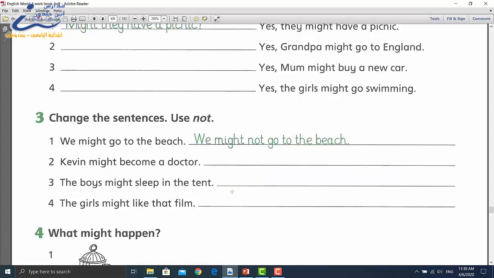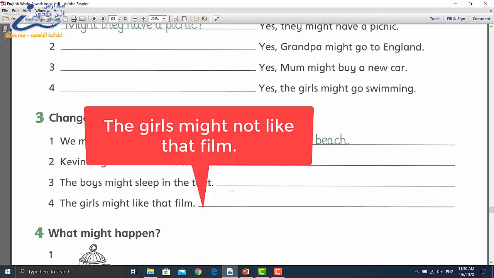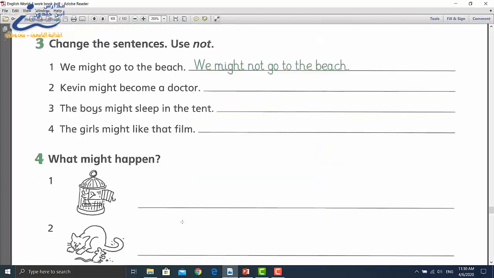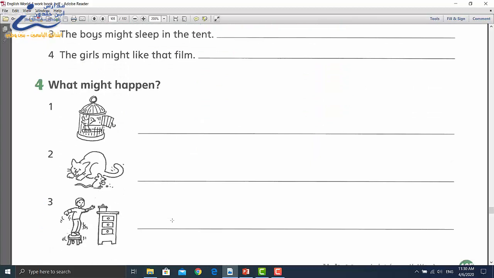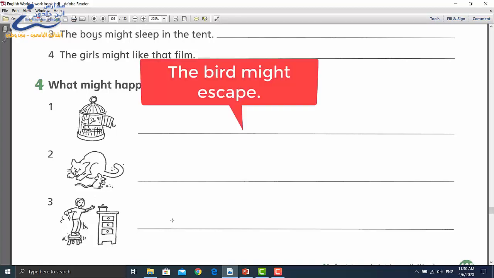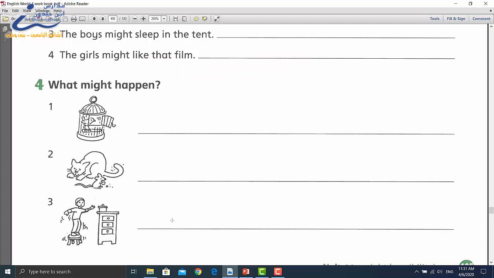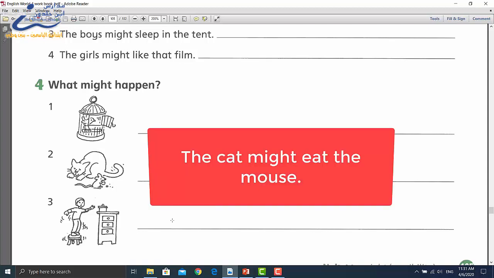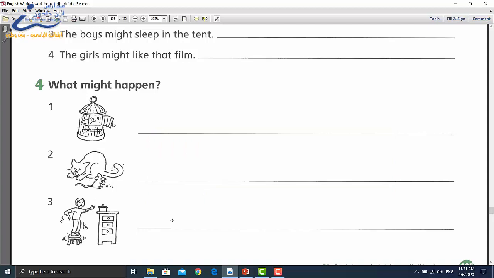Number 4. The girls might not like that film. Exercise number 4. What might happen? Number 1. The bird might escape. Number 2. The cat might eat the mouse. Number 3. The boy might fall.